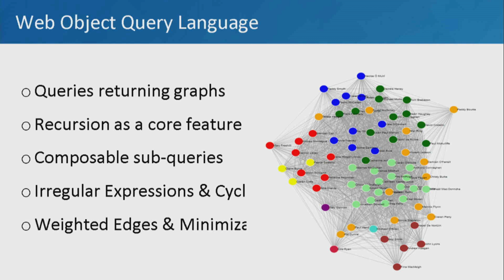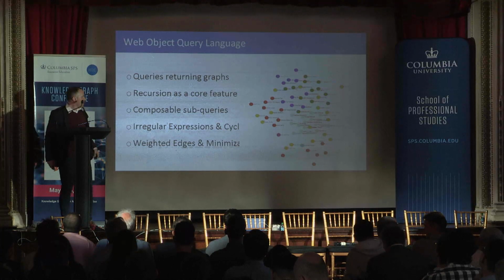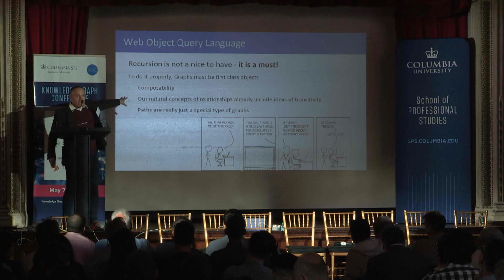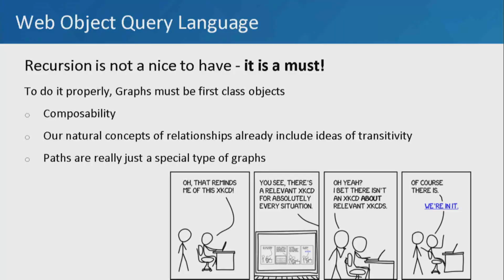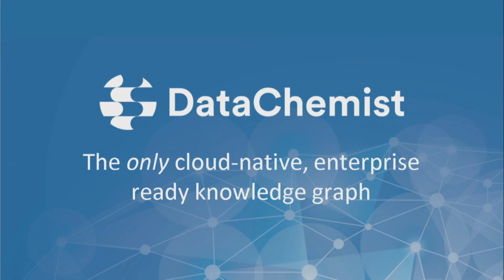And we can also do weighted edges and minimization algorithms using our language. And I would just like to submit to you that recursion is not just a nice to have when you're dealing with graphs, it's actually a must. So dealing with the recursive questions is fundamental, and we're going to need it in the query languages of the future. Thank you, Data Chemist.